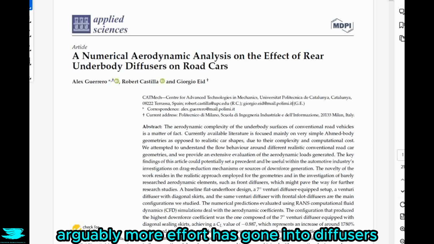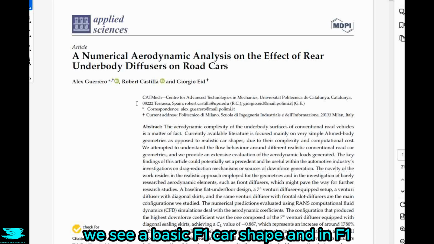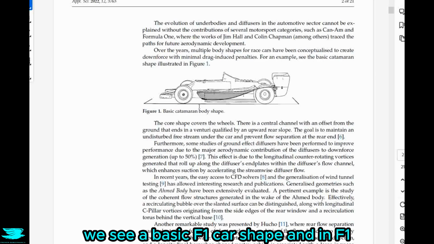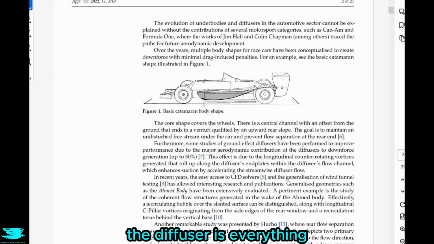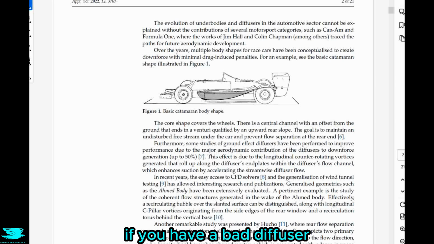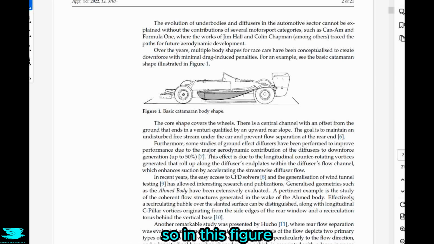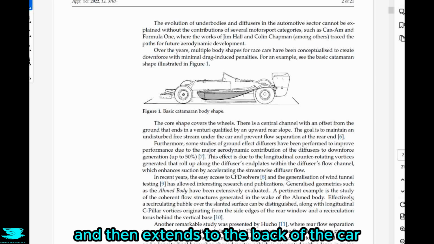And arguably more effort has gone into diffusers across the automotive industry than really any other part of the car. For example, in figure 1, we see a basic F1 car shape. And in F1, the diffuser is everything. If you have a good diffuser, your car is probably going to be good. If you have a bad diffuser, then forget about it. Just start again. So in this figure, we can see that the basic diffuser is this gray part here. It starts from around where the driver's feet is and then extends to the back of the car.